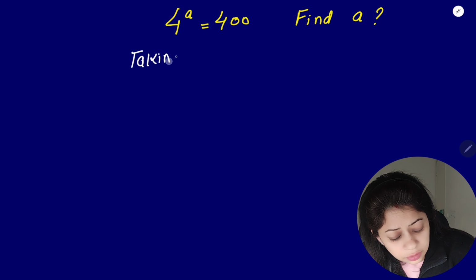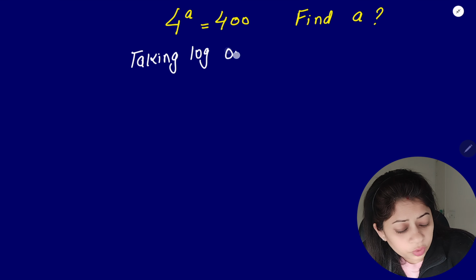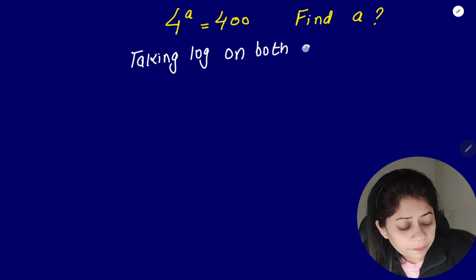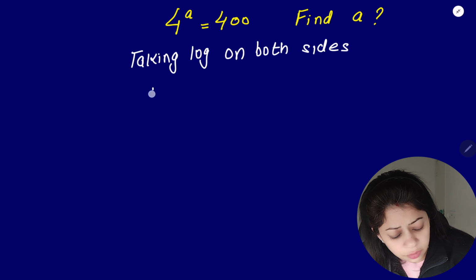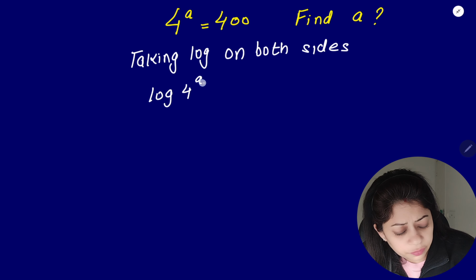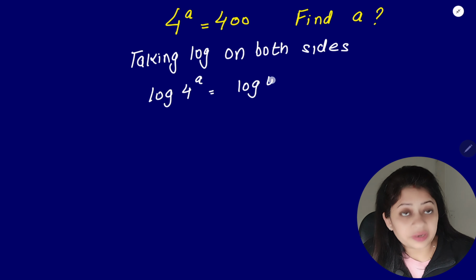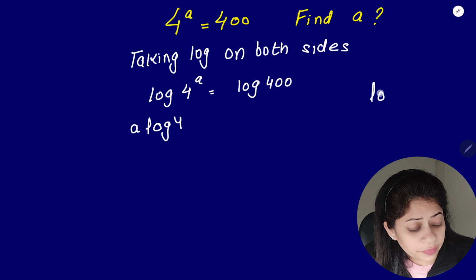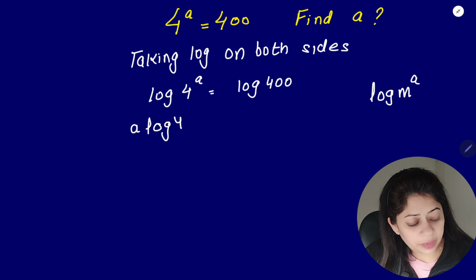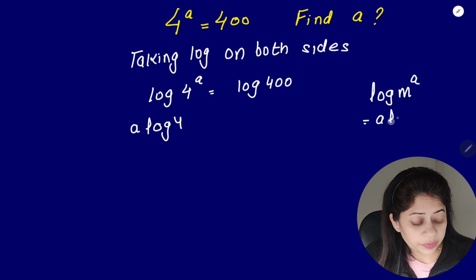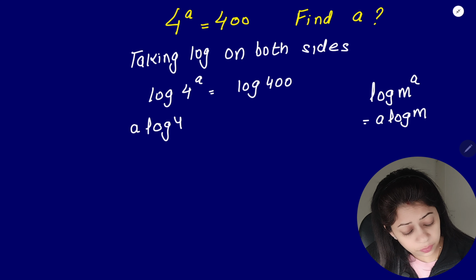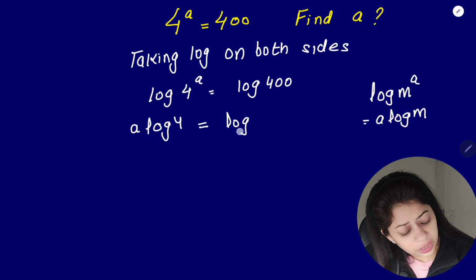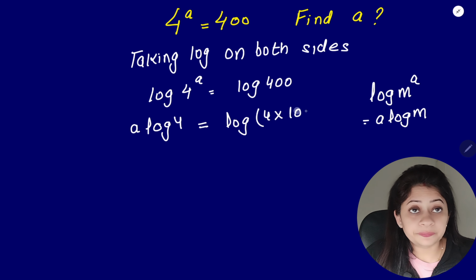Taking log on both sides. Okay, it will become log 4 raised to power a is equal to log 400, right? Okay, so this a will come here: a log 4. Why? Because log m raised to power a, or a raised to power m, is actually a log m. Okay, so here we have log 400, which can be written as 4 times 100.